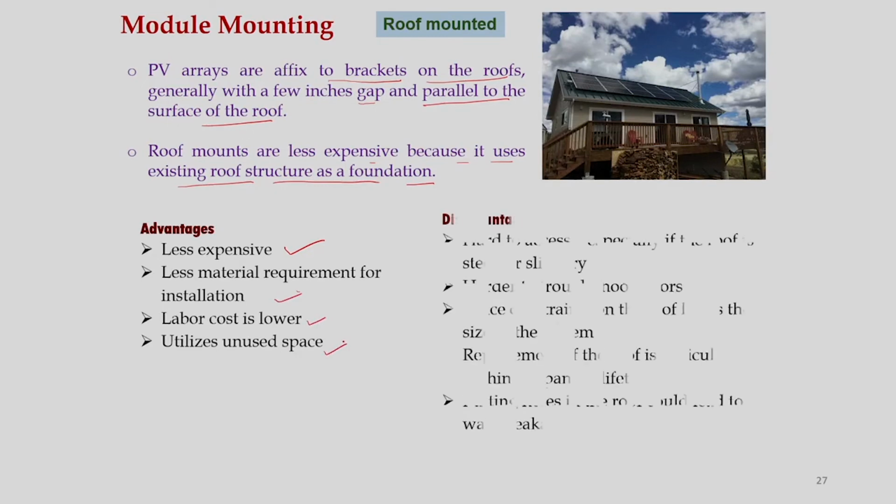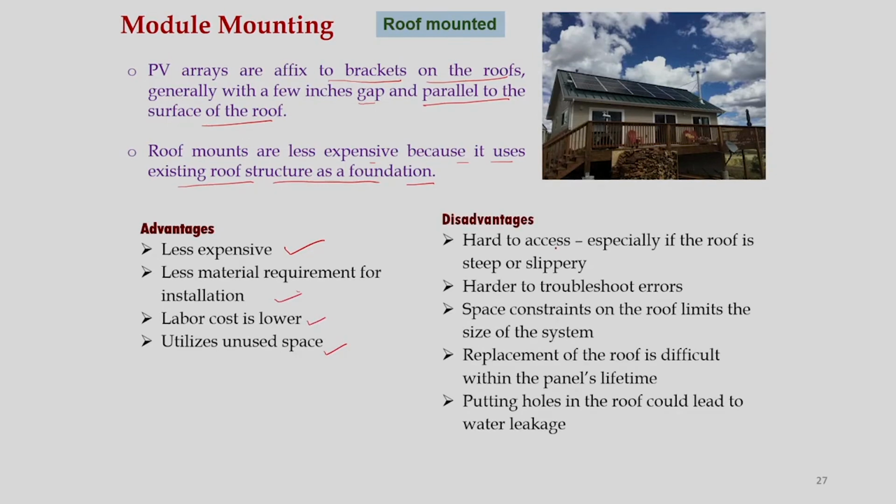And what are the disadvantages? It is hard to access, especially if the roof is steep or slippery. It is very difficult to climb there to fix those panels, and harder to troubleshoot errors. Again, if something goes wrong, then some technician has to visit the site and rectify the system. So, it is difficult, and space constraints on the roof limit the size of the system. If we design a very high capacity PV system on a small roof, it is not feasible, right.